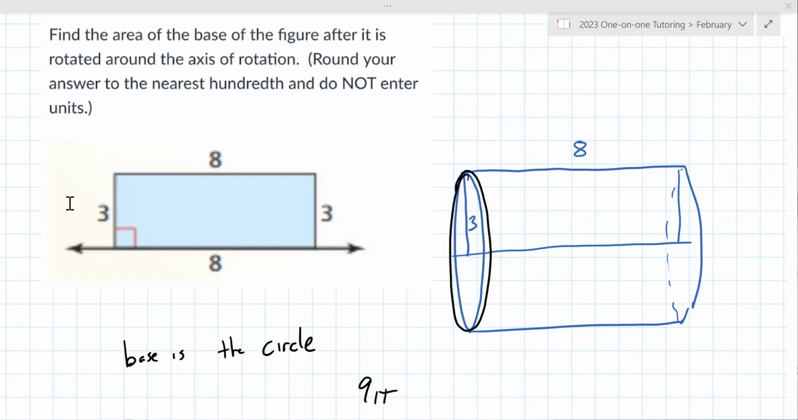You may not even see this again until calculus. So it's kind of interesting that you're doing it now. I'll probably see it on the quiz though, because this was a practice test. Okay. All right.